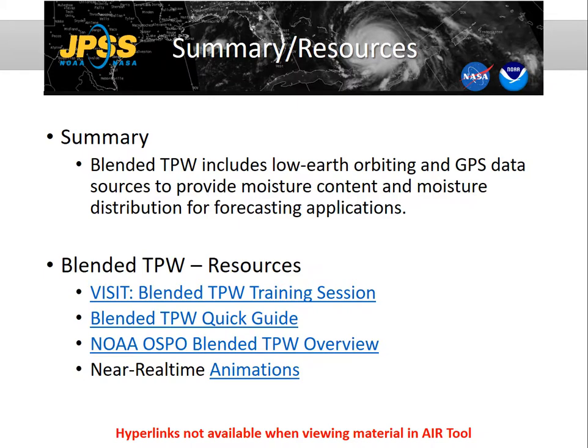Blended TPW primarily includes low Earth orbiting and GPS data sources to provide moisture content and moisture distribution for forecasting applications. The product continues to evolve, where GOES 15 datasets will be turned off soon. However, GOES 16 and GOES 17 datasets and advection techniques will likely be incorporated in the future.